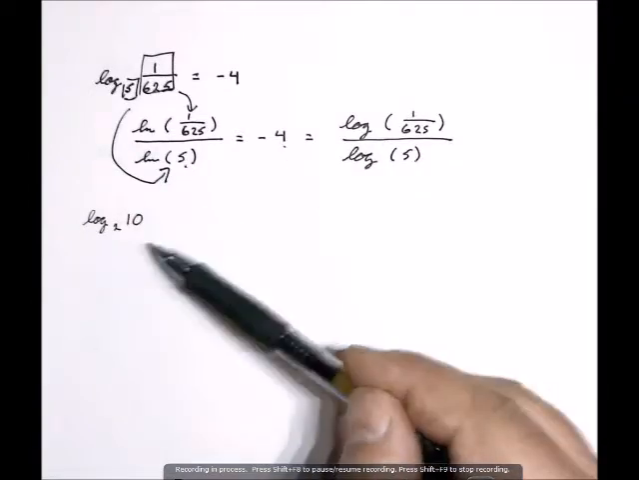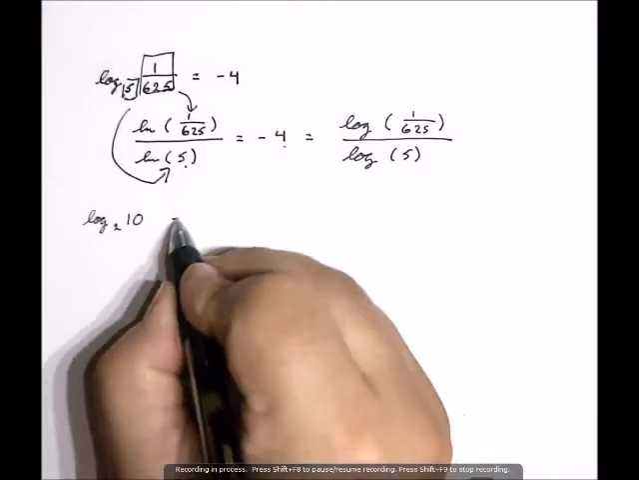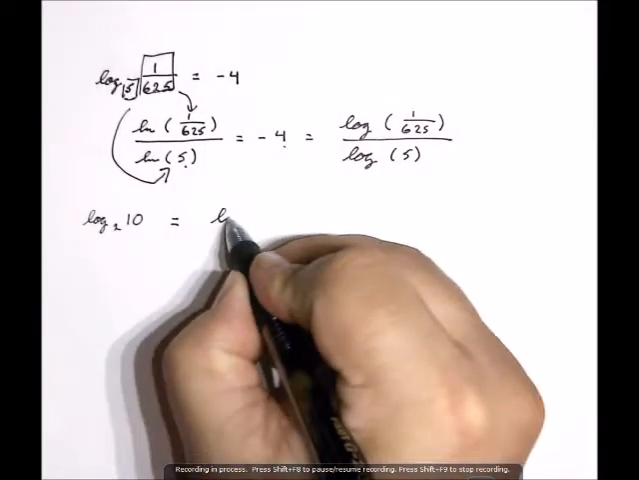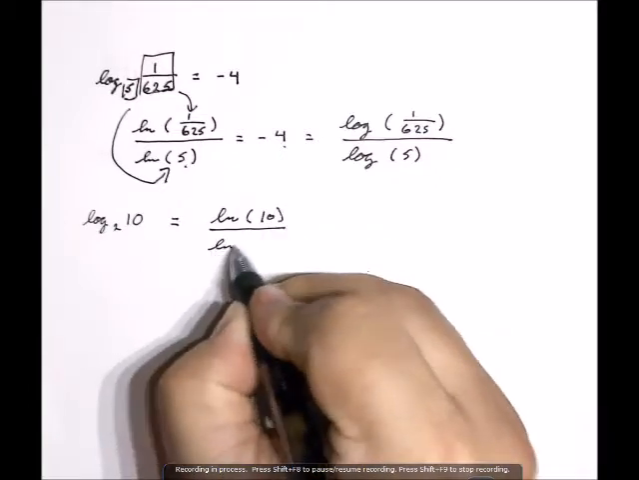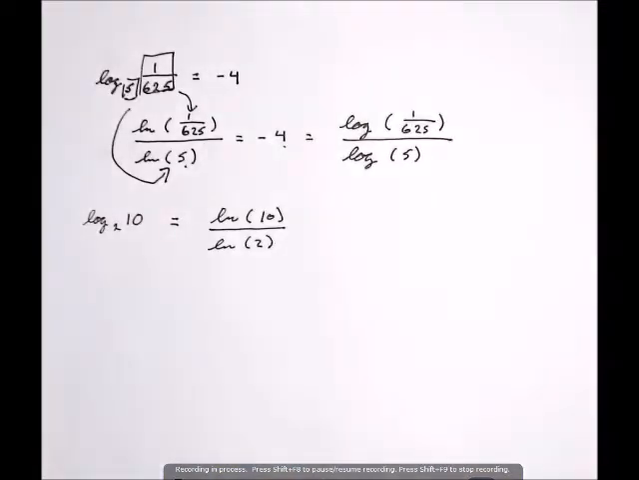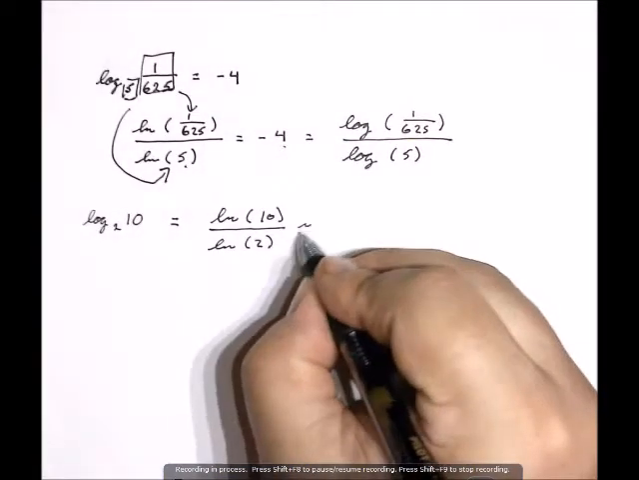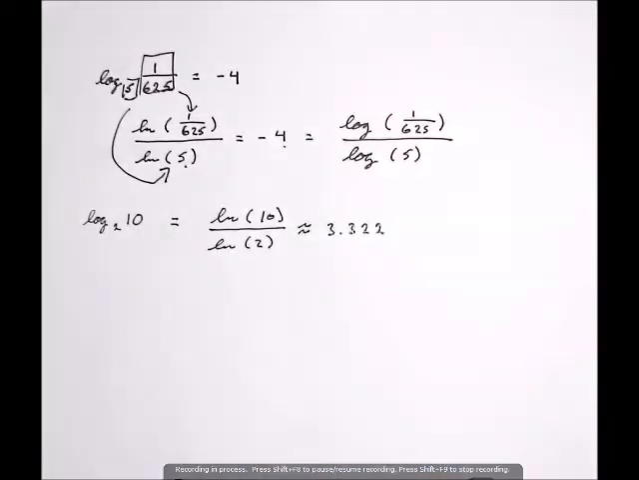So let's try that with this one. Log base 2 of 10. I'll take the natural log of 10 divided by the natural log of 2, and just remember, the base always goes on the bottom. Plug that into my calculator, and I get approximately 3.322.